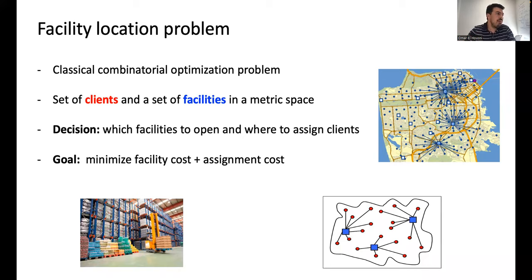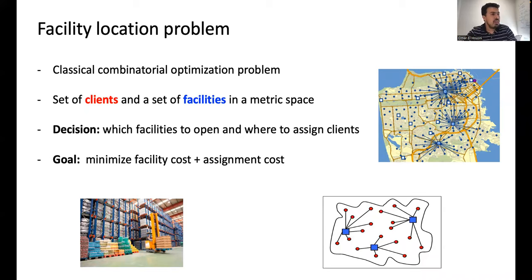What is the setting? We have a set of clients and a set of facilities. They're both living in the same metric space. Roughly speaking, we need to decide which facilities to open in order to serve the clients. We think about the clients as demand points that need to be served from the open facilities. We would like to minimize the cost, which has two pieces. The first one is the cost of the facilities, plus the assignment cost, which is the distance between the clients and the facilities from which we serve them.